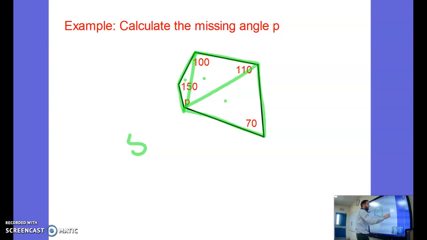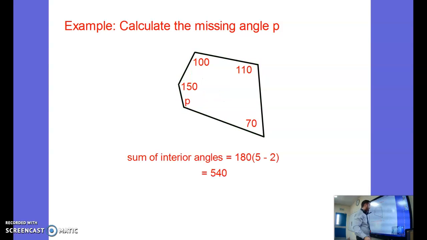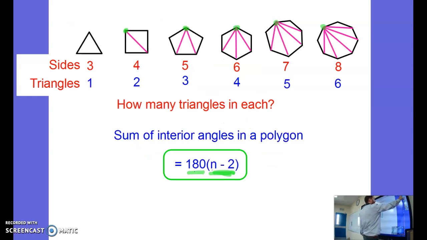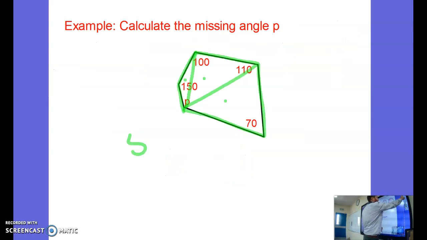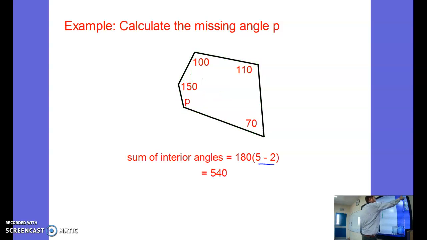And so in this case, we're going to take 180 and multiply it by 5 minus 2, because there are 5 sides. And if I go back to my formula, the formula says take the number of sides, take away 2, times by 180. So the number of sides is 5, take away 2 is 3, so we're doing 180 multiplied by 3, which is 540. That's the sum of the total of all of these angles.